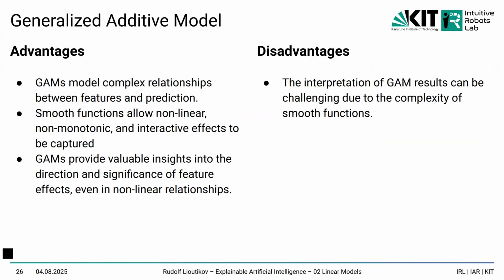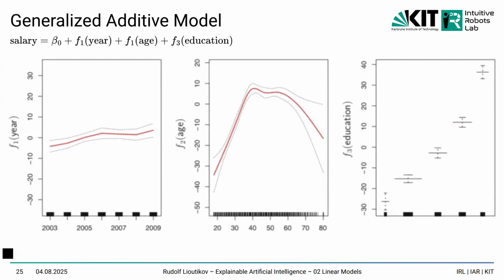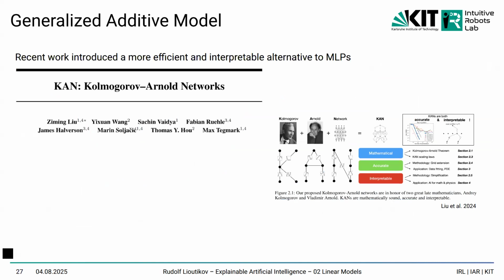At the same time, GAM interpretation can be challenging, depending on the complexity of the smoothing function. It's not always as nice as this one. It could also be very different. And selecting suitable smooth functions is very challenging.